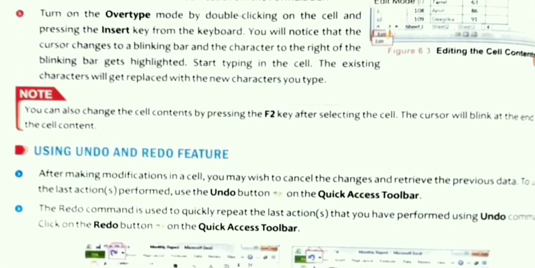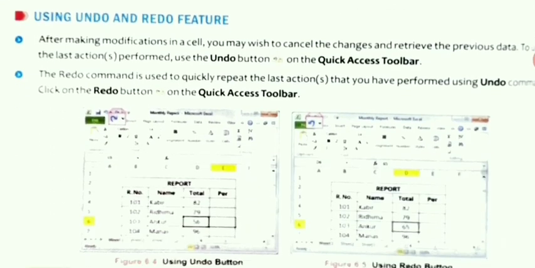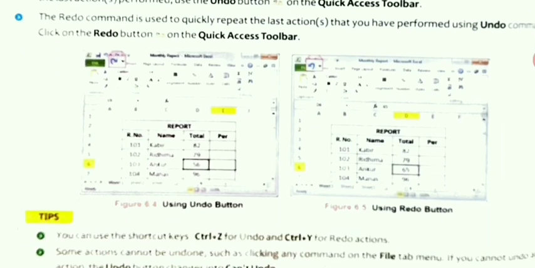Using undo and redo features. These are the features in which we can undo or redo the changes that we have made recently. To cancel the last action performed, use the undo button on the quick access toolbar, and the redo command is used to quickly repeat the last action that you have performed using undo command. Click on the redo button on the quick access toolbar.